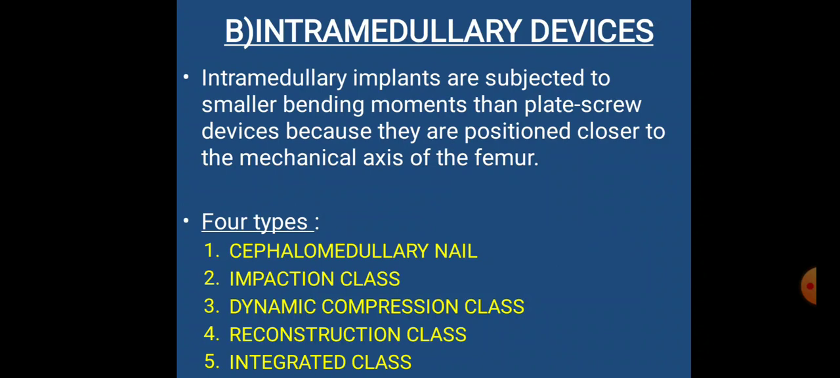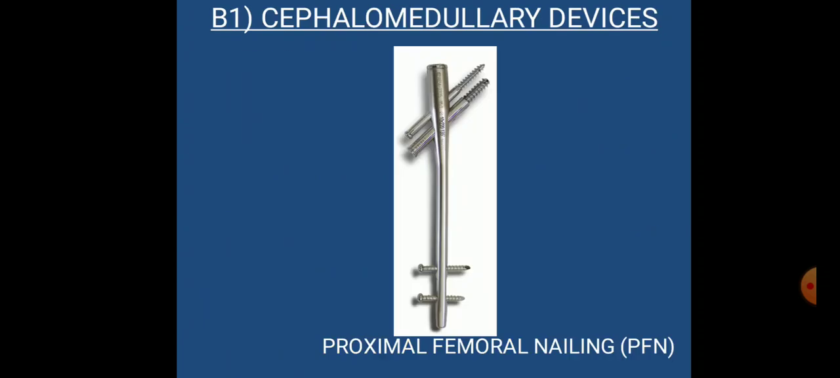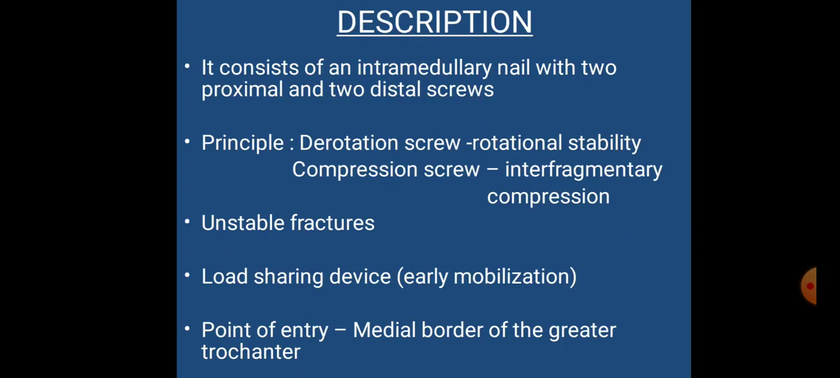Next generation are intramedullary devices. The intramedullary implants are subjected to smaller bending movements than plate screw devices because they are positioned closer to the mechanical axis of the femur. These intramedullary devices are of 4 types: cephalomedullary nail, impaction class, dynamic compression class, reconstruction class and integrated class. This is a cephalomedullary device. It consists of an intramedullary nail with 2 proximal and 2 distal screws. The main principle is a derotational screw and a compression screw. The derotational screw is for rotational stability and the compression screw is for intrafragmentary compression.